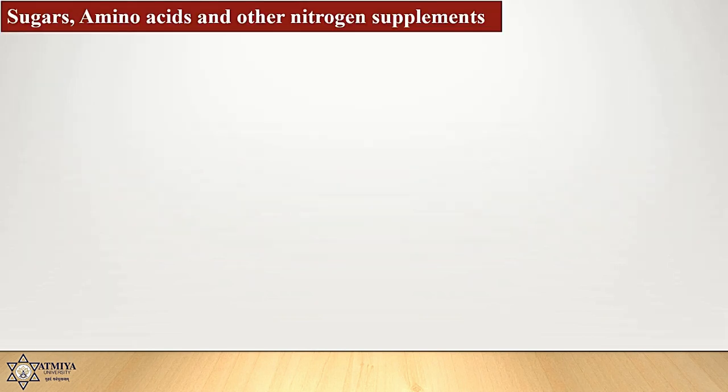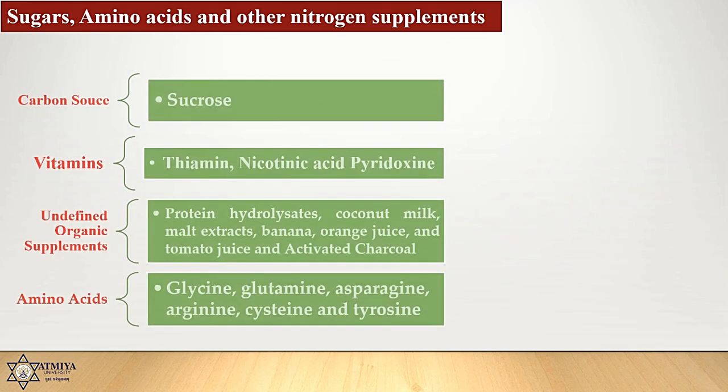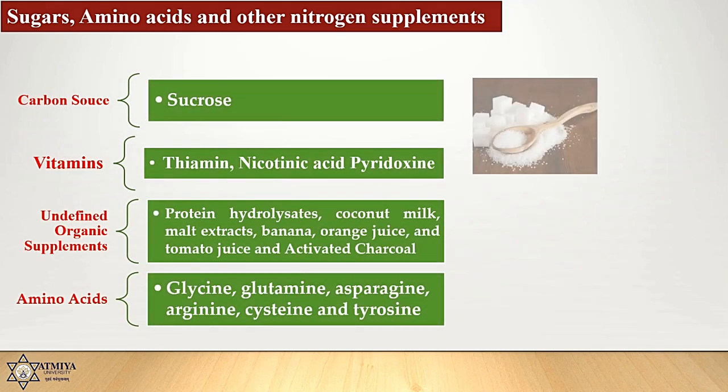Sugars, amino acids and other nitrogen supplements. Carbon and energy source. The preferred carbohydrate in plant cell culture media is sucrose. Sucrose concentration of culture media normally ranges between 2 to 3%.